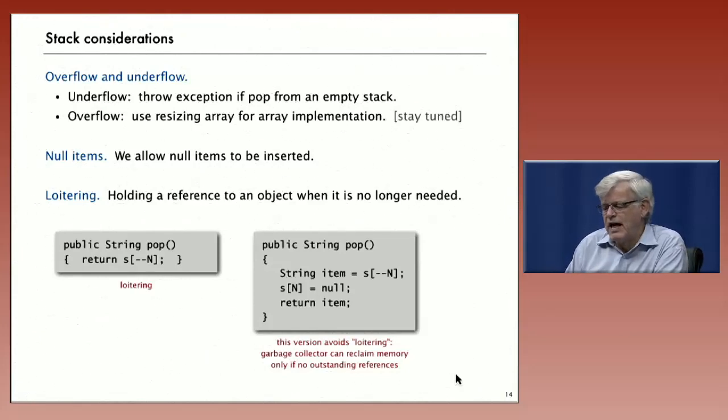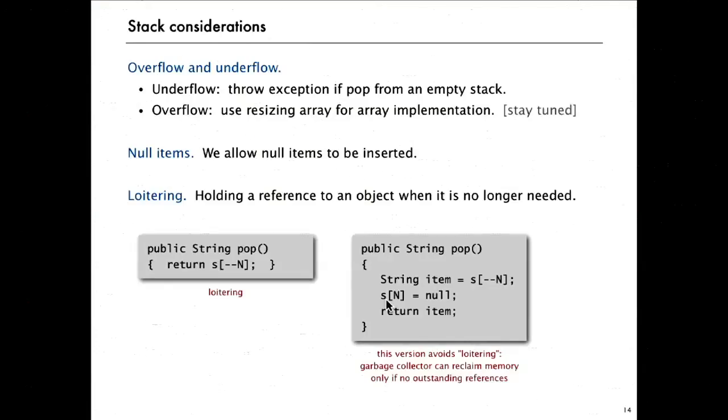So to avoid that and really allow most efficient use of memory, it's best to set that removed item entry to null, so there's no reference to the old item left there, and then the garbage collector can reclaim the memory since there's no outstanding references. So that's a detail, but an important one that we have to take care of in our implementations to make sure that we're getting most efficient use of memory.